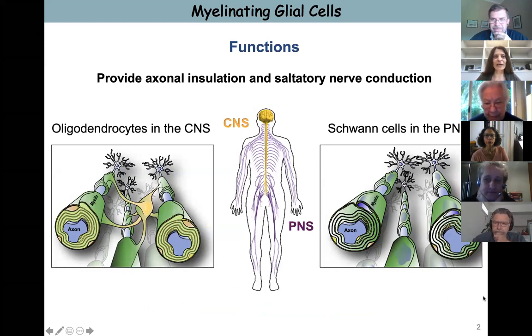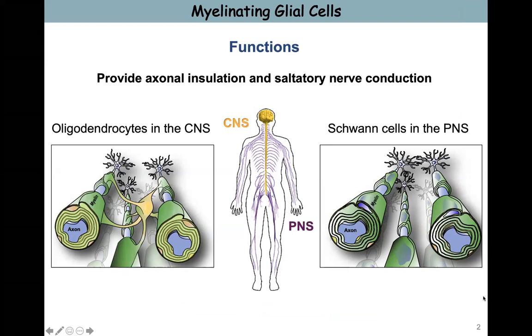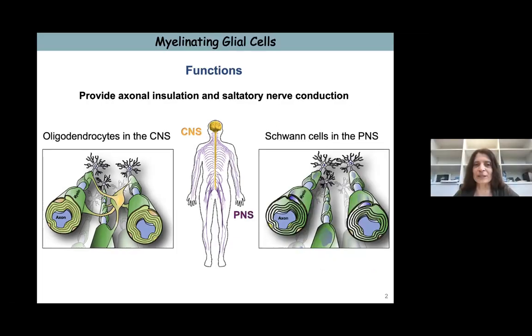So the myelinating cells, there are two types. They're oligodendrocytes in the CNS and Schwann cells in the PNS, and they're very different. They originate from different progenitors, and you can see on this drawing, they form quite a different myelin. So they are very different. However, they share some common functions. They provide axonal insulation and the saltatory conduction.